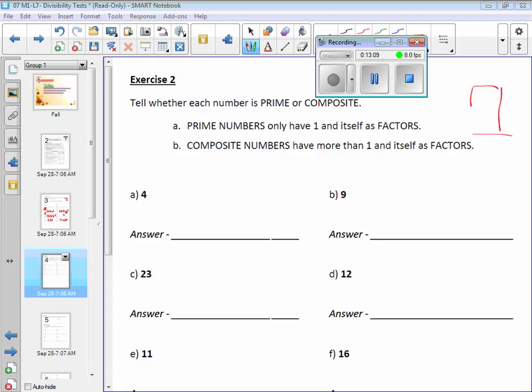A composite number is one where more numbers can go into it, like if it's 6, 2 will go into it. Another number will go into it other than 1 and itself. If one other number goes into it other than 1 and itself, it's automatically composite and we don't have to worry about it.